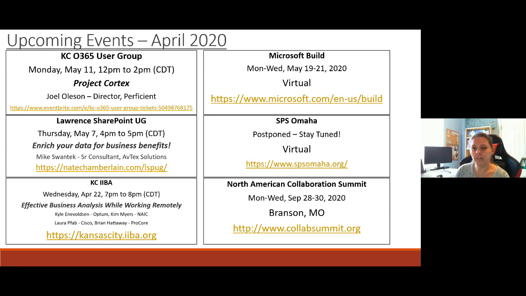The next thing you notice on here is the Lawrence SharePoint user group. Once again, they've been meeting virtually for a long time, which is great, so they've already got that set up. Unfortunately, I think April had to cancel, but it was last week anyway. So the next one that's coming up is in May, and I've got the link here for you to register for that. The Kansas City IABA group is going to be doing a remote seminar on working remotely. They're going to have a panel of people talking about that, and the link is down there. That's going to be next week on Wednesday in the evening.